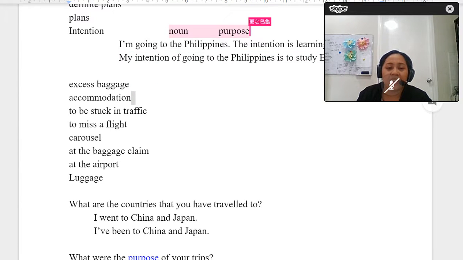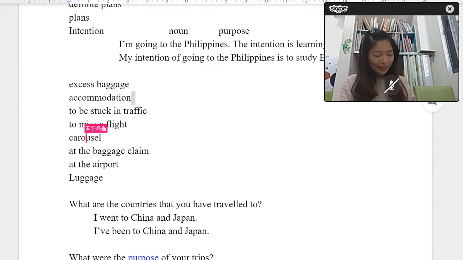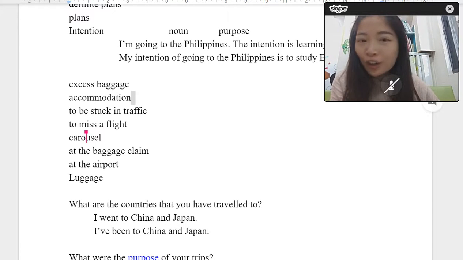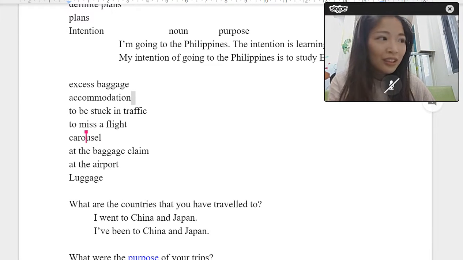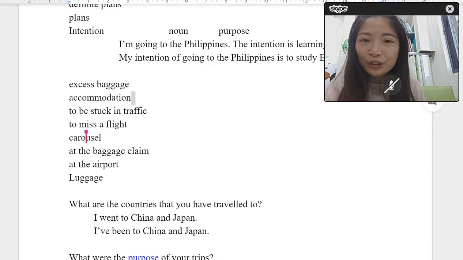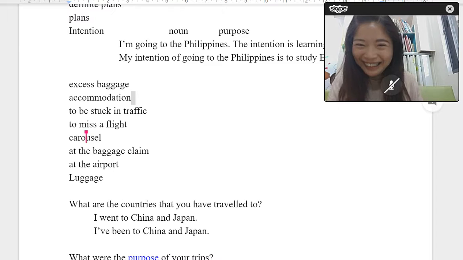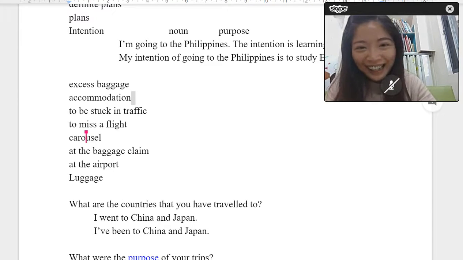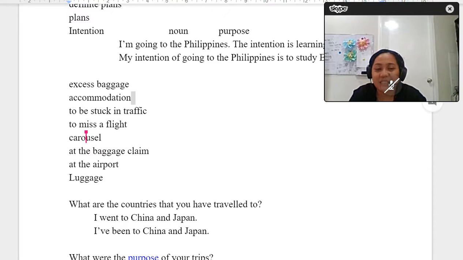What else? My intention of going to the gym is to lose weight. Really? Okay, so that's your intention or purpose. All right, understood?